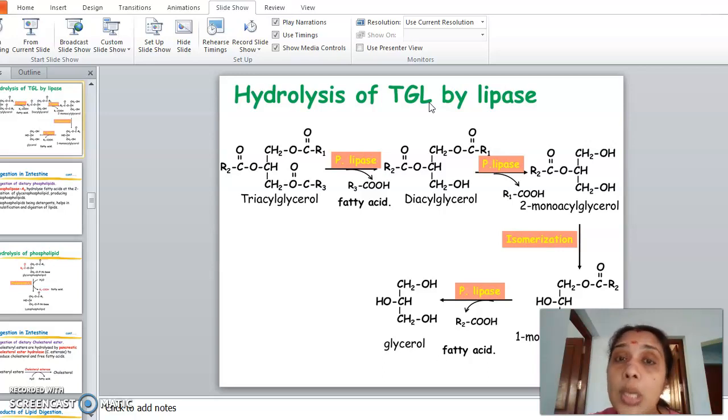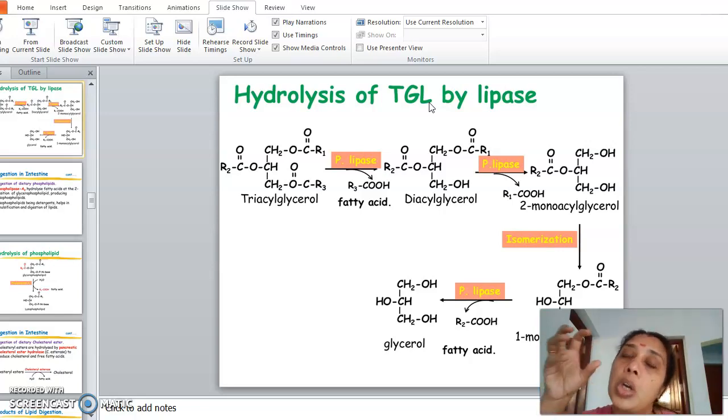Which is known as colipase. Right, the conversion is carried out by another enzyme known as colipase. Again, colipase is also secreted in the pancreatic juice, and this colipase also is synthesized in the inactive zymogen form, that is, in the form of procolipase.